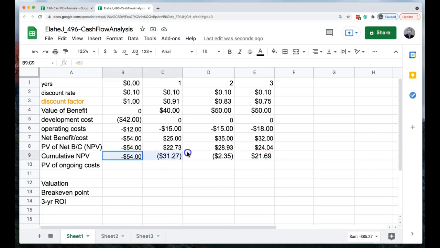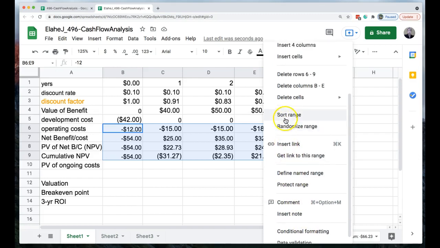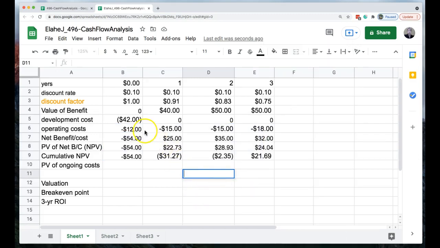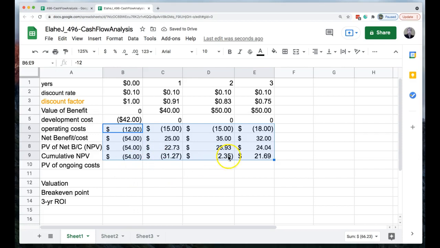If we want to change the formatting itself, usually in accounting pages they have the formatting so that we can see if the number is positive or negative. So you select them, you go to this formatting, more formats, and you get financial or accounting. I'm going to get the accounting. So all of the numbers, negative and positive, you can now see.